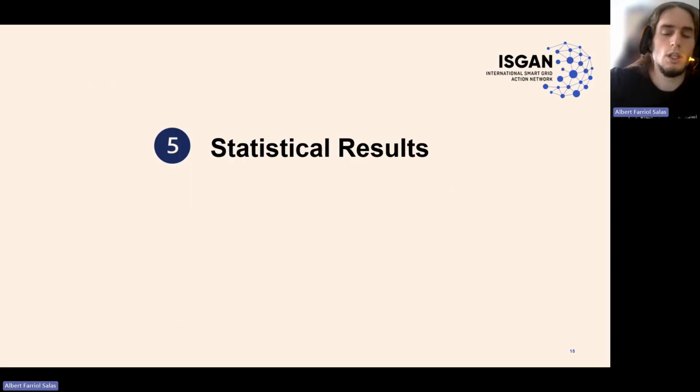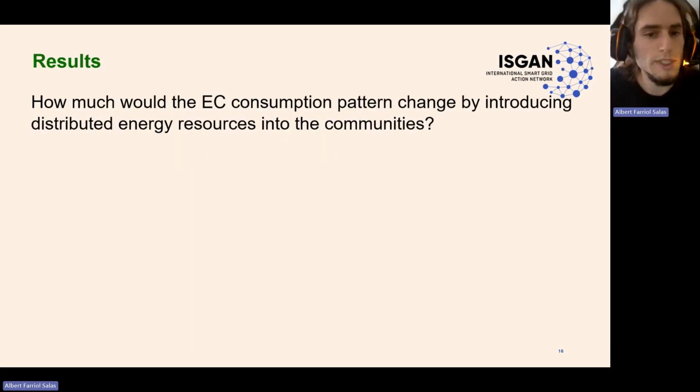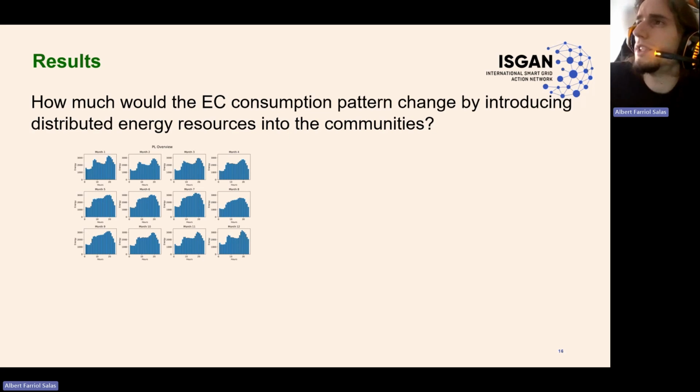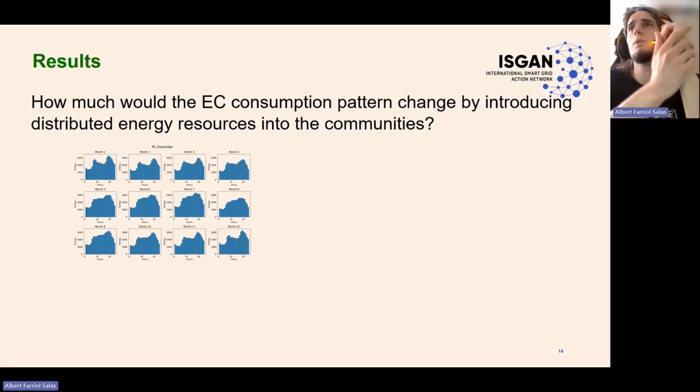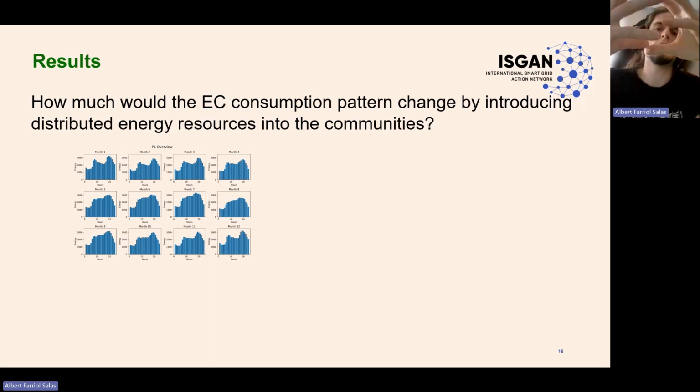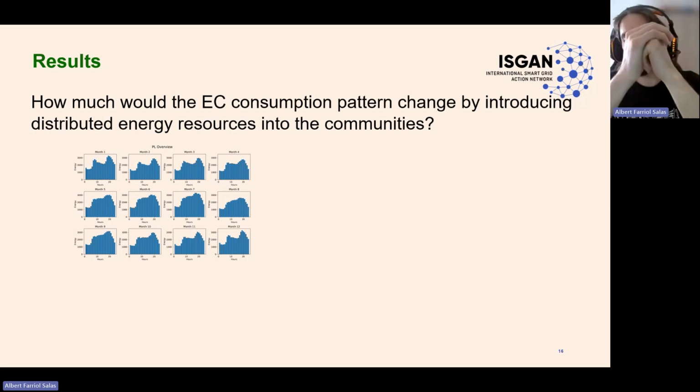So now I'm going to explain a little bit about the statistical results that we got from studying this model and all of this information. The question that we would like to answer is how much the energy community consumption pattern would change by introducing distributed energy resources in the communities. As said before, we have this well-known pattern of demand, but now we form an energy community and gather these distributed energy resources. How is it going to change?